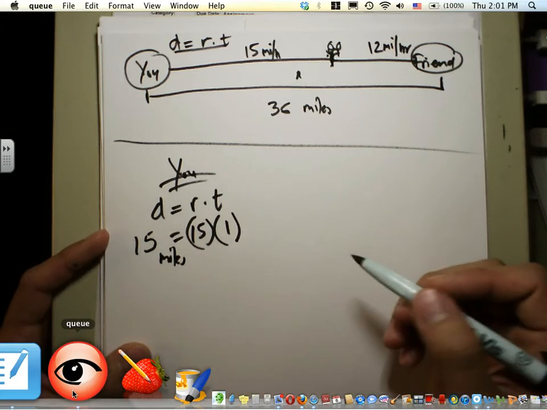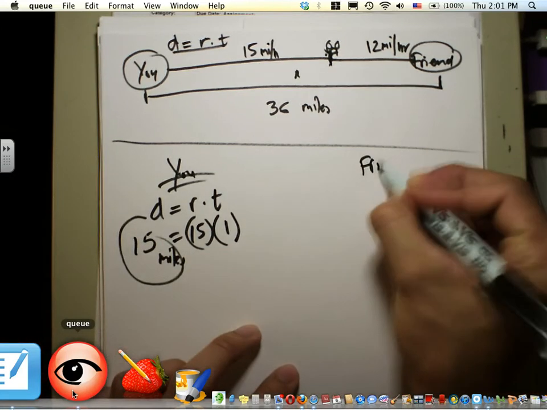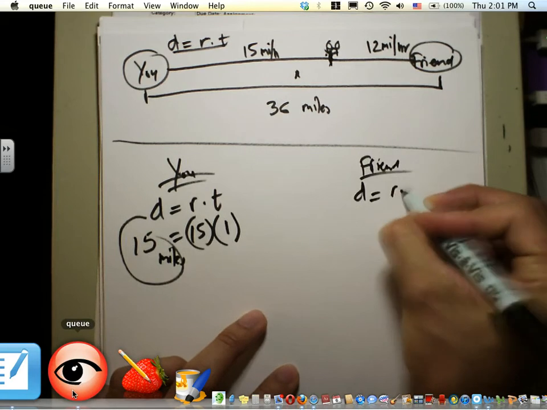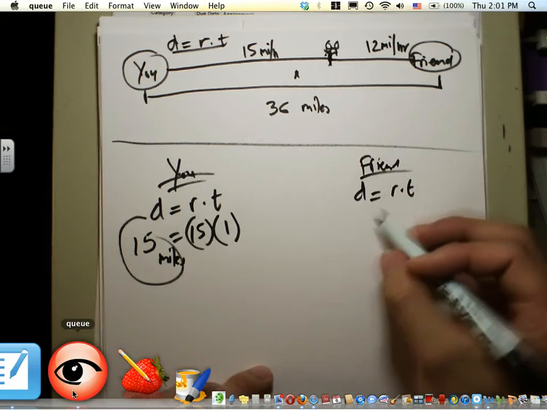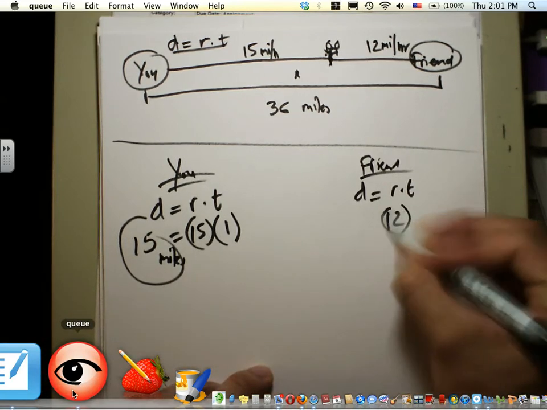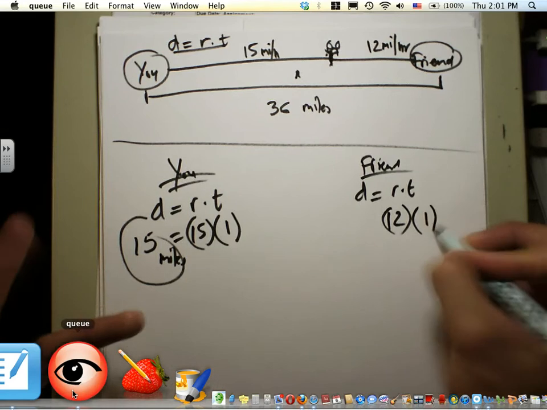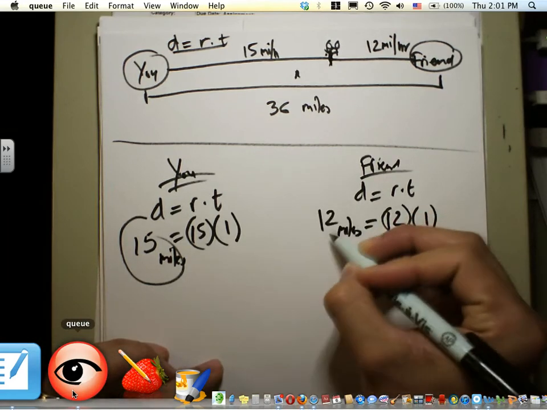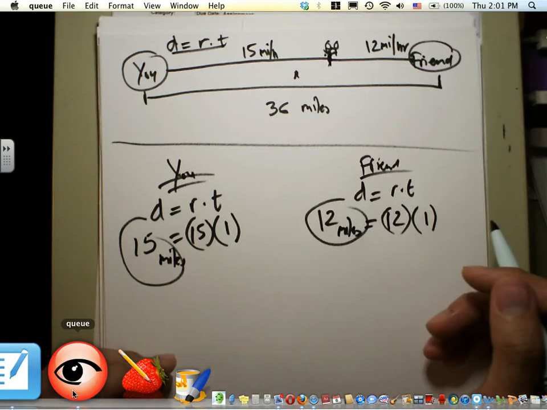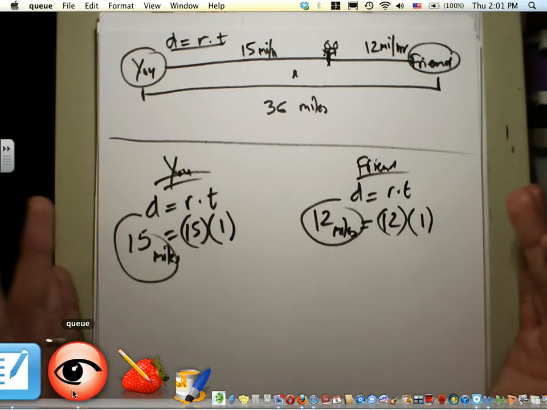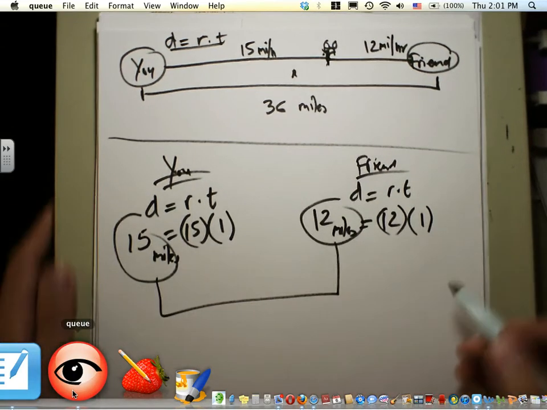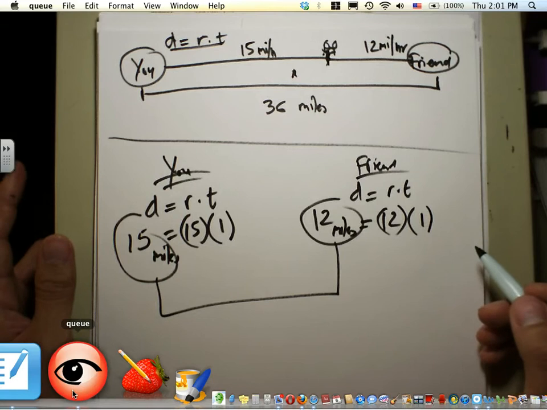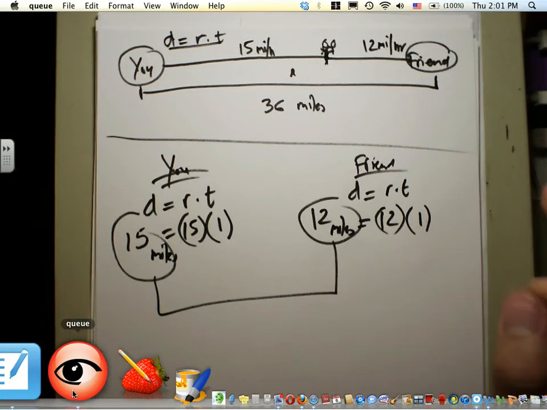Is it true? And your friend, on the other hand, same formula. This formula will work for every case, right? So your friend's going at 12 miles per hour for exactly the same time as you, 1 hour. That means after 1 hour, your friend will travel 12 miles. So look at this. I want it to be 36 miles apart, right? Will this give you 36 miles apart? No, it only gives you 27. So you know that 1 hour doesn't quite cut it.